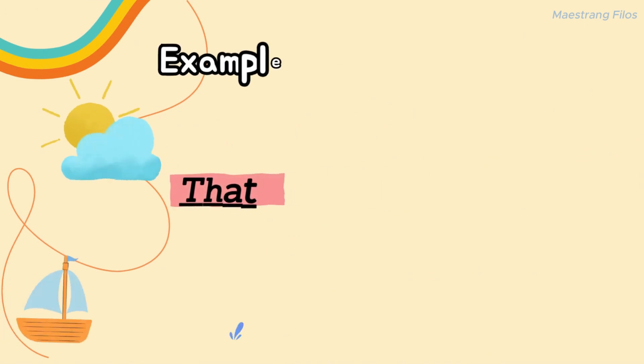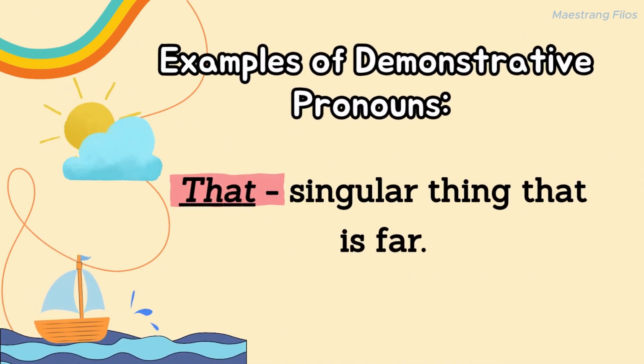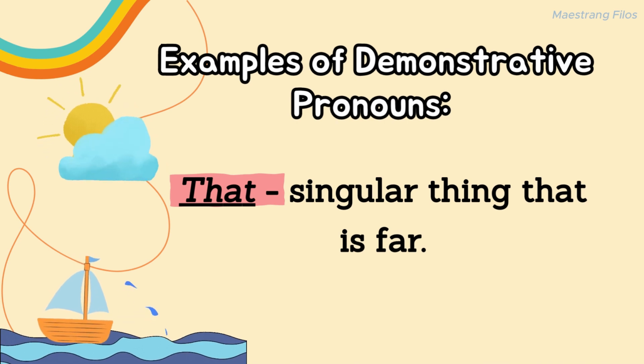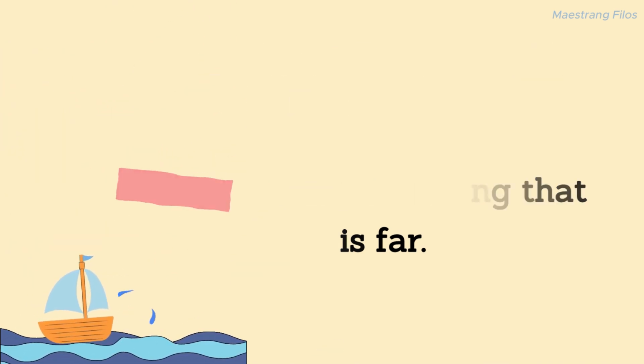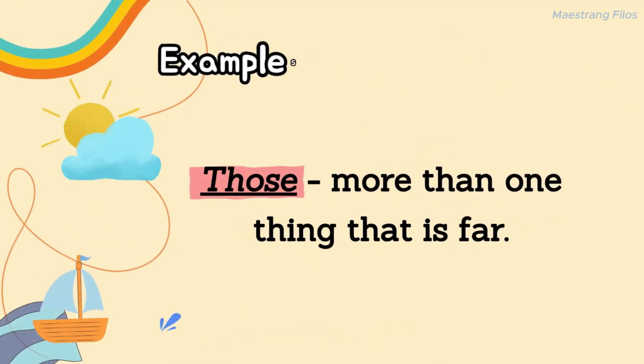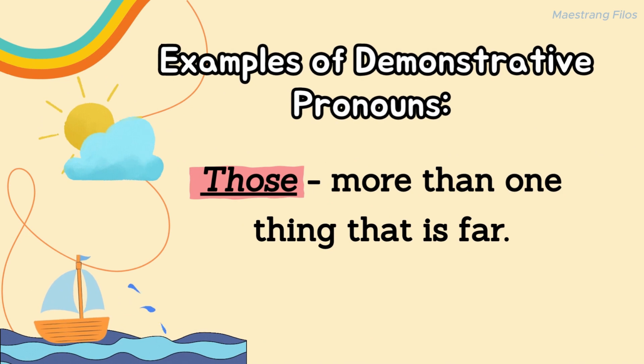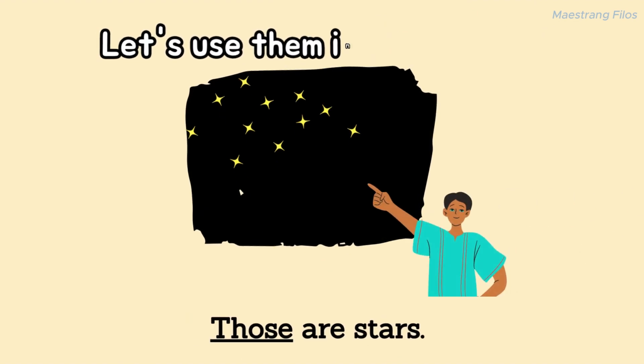The third one is that. It refers to a singular thing that is far. For example, that is a star. Lastly, we have those. It refers to more than one thing that is far. For example, those are stars.